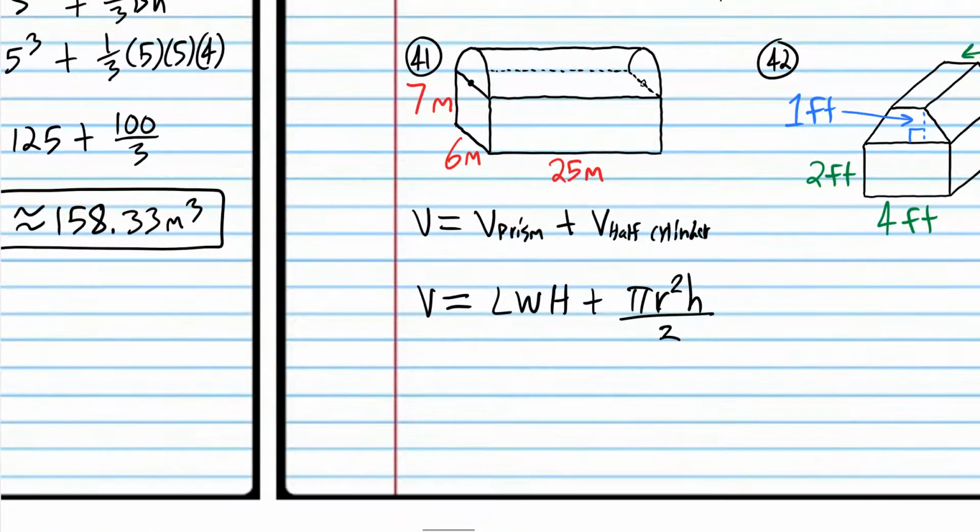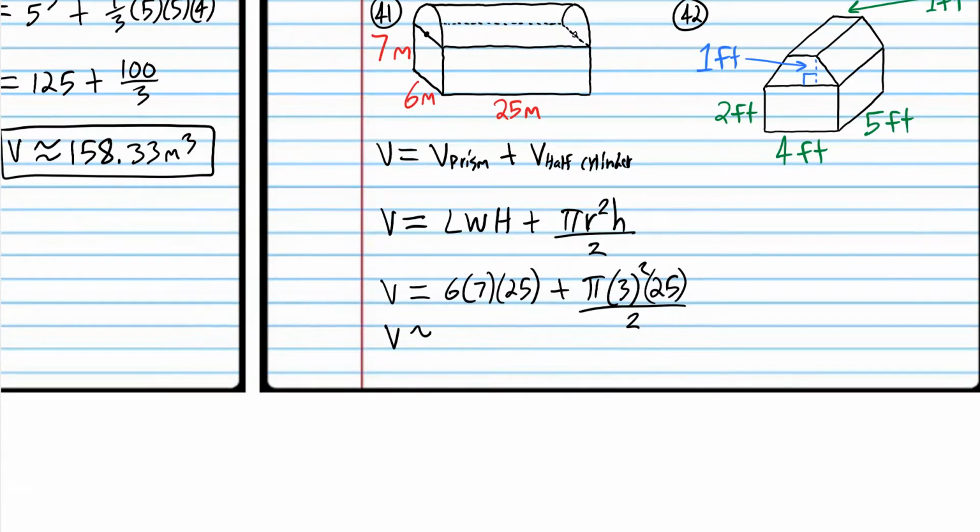Okay, so we just plug numbers in. We have 6 times 7 times 25, and again, I don't really care which is which in terms of length, width, and height. Again, it doesn't matter. We have pi times r squared. Now, what is r? This length here is 6. We just transfer that length up, and so the radius is just half of 6, so that would be 3. So 3 squared times the height, which is 25, because it's on its side, and then divided by 2.